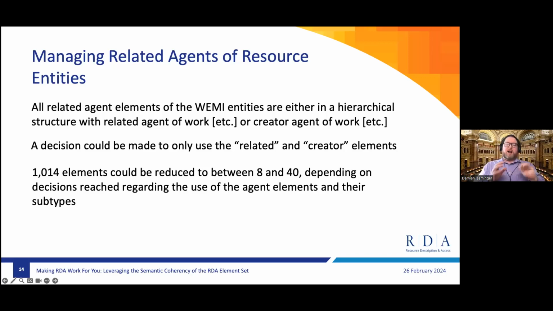So if you remember from the old RDA, the appendix J, I believe it is, and they're all I or J, I can't remember which now. But there's all of these relationship designators. And in fact, there's 1,014 of them. Those could be reduced now to between 8 and 40, depending on decisions that are also reached regarding the use of the agent elements and their subtypes. So once again, an example here.